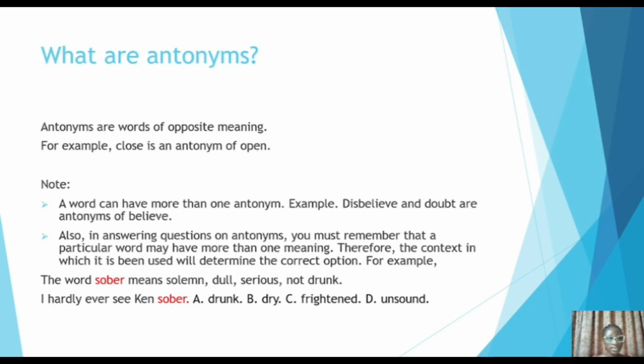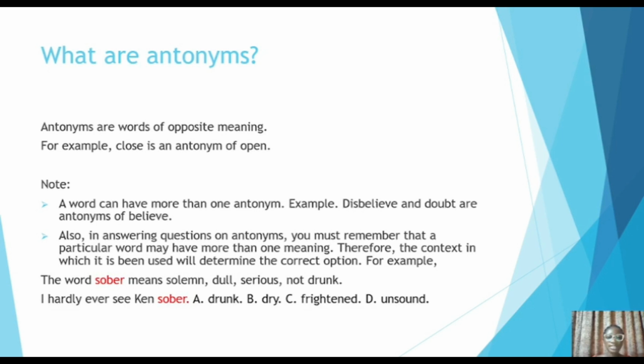Now let's look at this sentence. I hardly ever see Ken sober. In the context of this sentence, sober here refers to not drunk. That's when you say somebody is sober, the person is not affected by the influence of alcohol. Now, knowing that this is the context of usage here, it is very easy for us to pick out the antonym. Option A, we have drunk. B, dry. C, frightened. D, unsound. So it's very easy to see that the option here is A. That is the correct option.